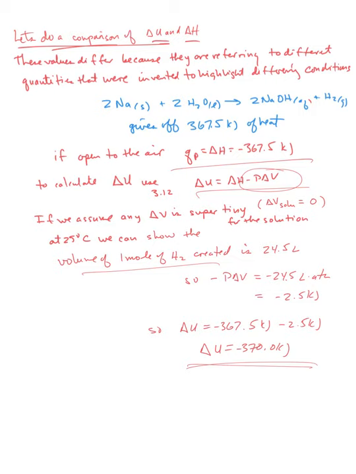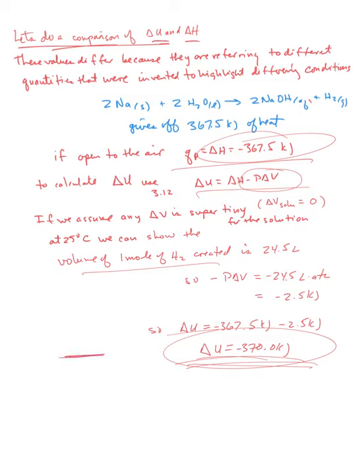Now, why are these different? Does this make sense to you why one is more negative than the other? Well, the reason that the magnitude of the delta H is smaller is that some of the internal energy that's released in the process does expansion work by pushing back on the atmosphere, so less heat is evolved.